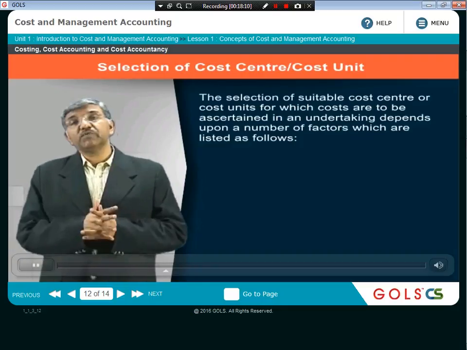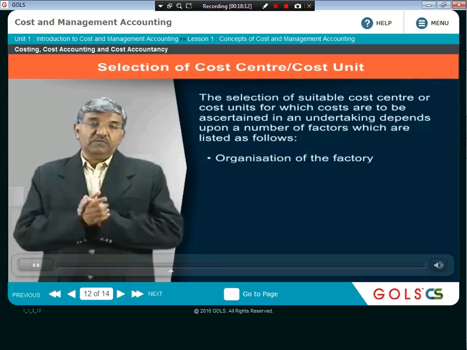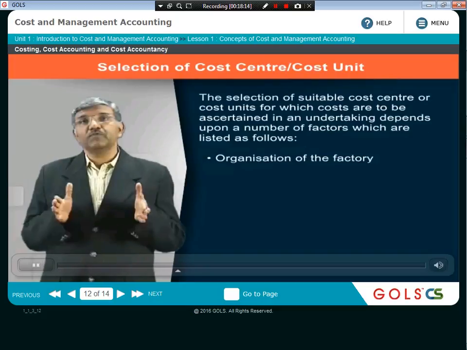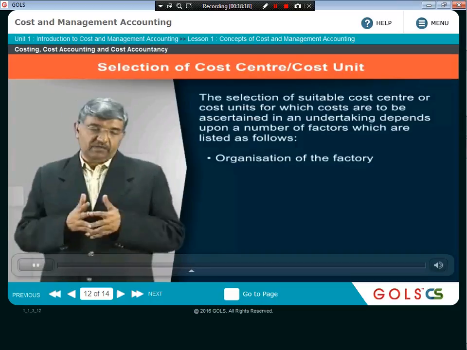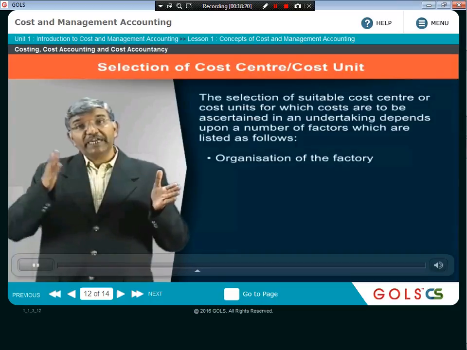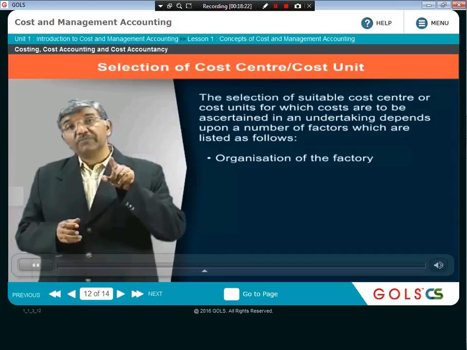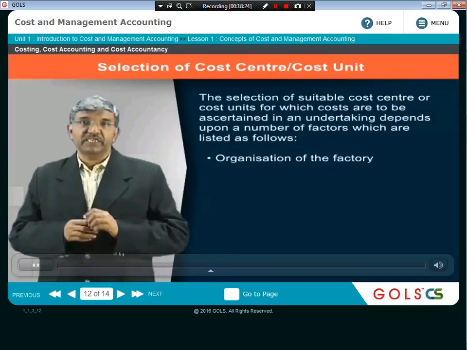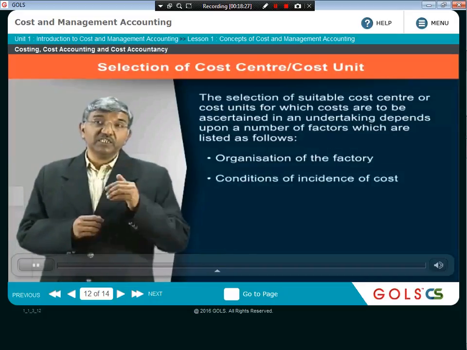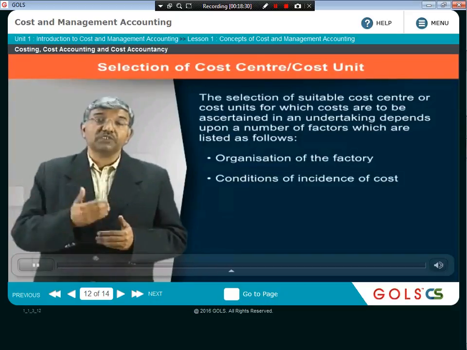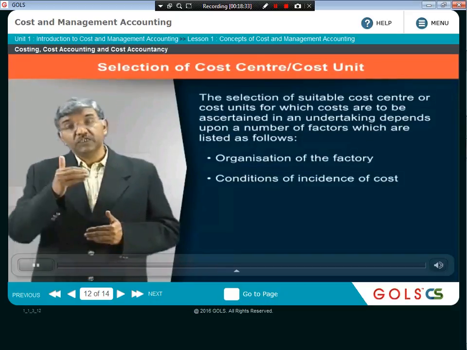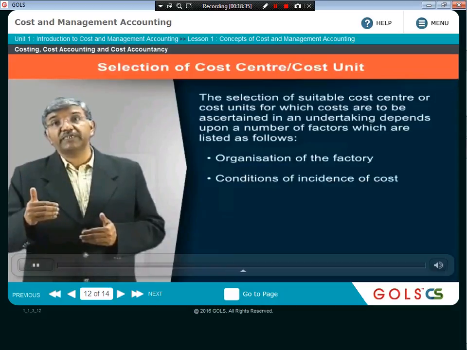First one, organization of the factory. How you have organized your factory. It means how your layout is in the factory, how your factory has been divided into different departments. On the basis of that, cost centers can be decided. Next, conditions of incidence of cost. When the cost has been incurred, in which condition the cost is incurred. On the basis of that, you will be able to decide the cost center as well as the cost unit.